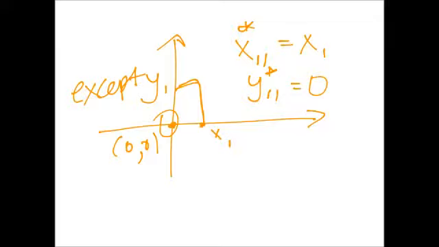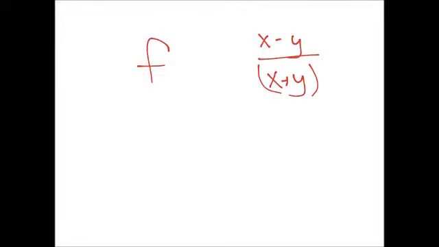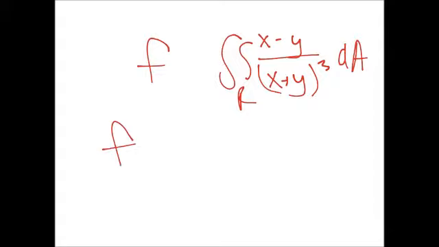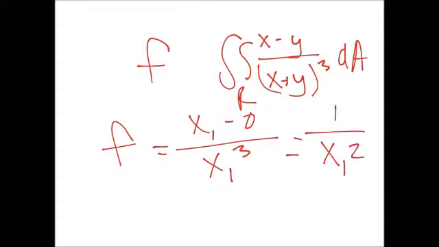And we're going to compute the function value for that point. So we're going to take the example from before, the one where it was the double integral over R of (x minus y) over (x plus y) cubed dA. So we compute the function value: f equals x1 minus 0, over x1 cubed, because the y is 0 so we don't have to worry about that, and the bottom was cubed. That's going to equal 1 over x1 squared.